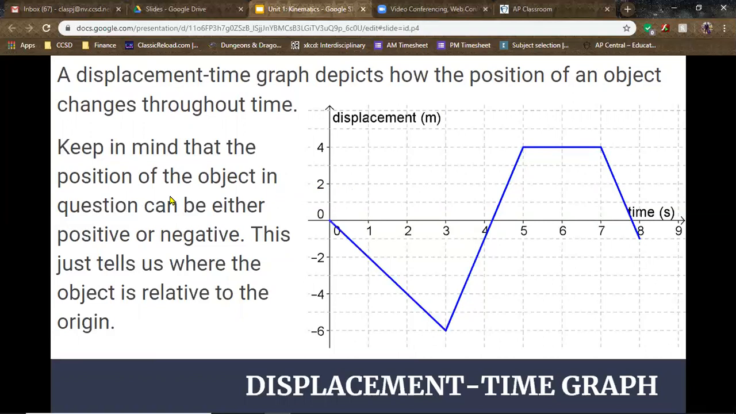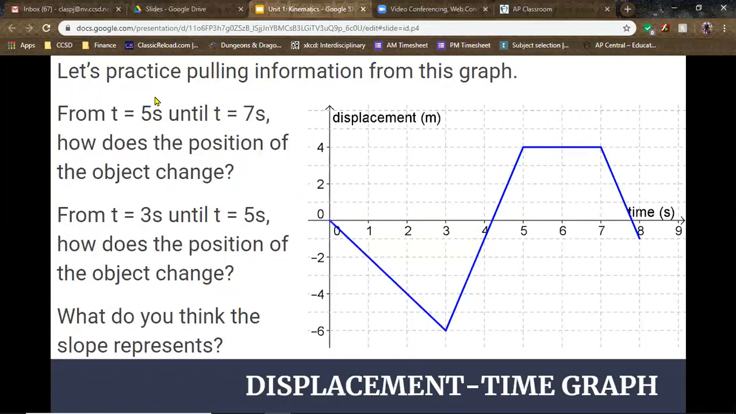All right. So let's try to see what information we can pull from this. If we look at t equals 5 seconds until t equals 7 seconds, how does the position of the object change?